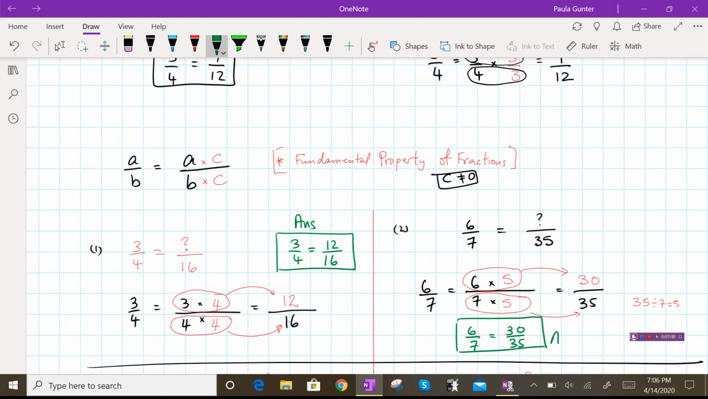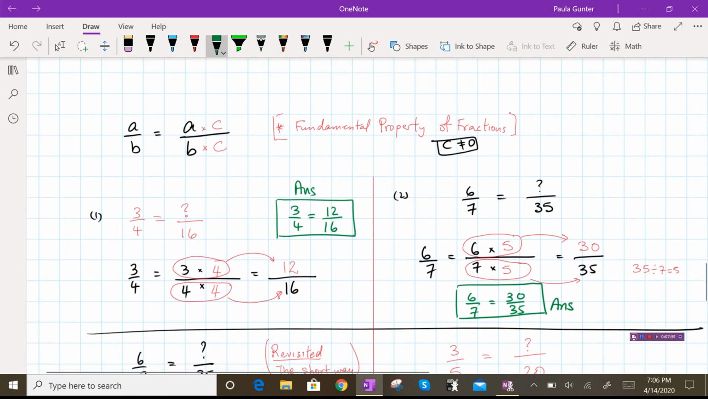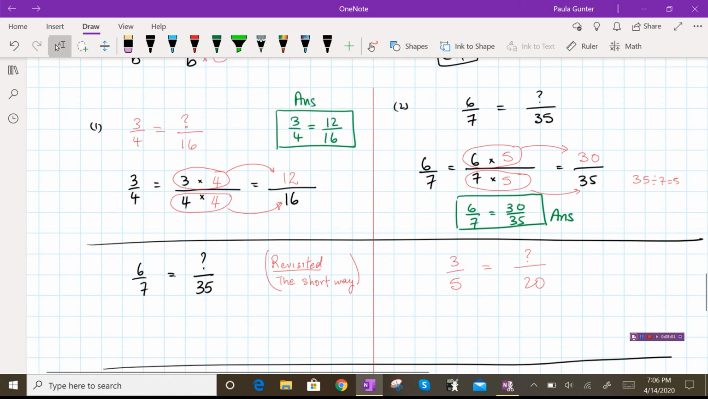Right? That's our answer. It's nice if you're doing these problems to box around your final answer. That way your teacher can find out or really see what you're doing.